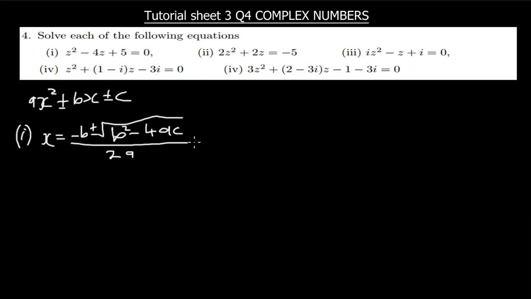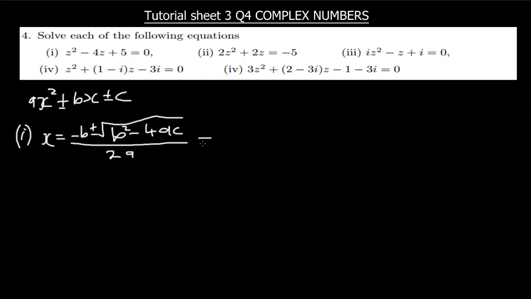So I'm going to identify from this question which one is my a, which one is my b, which one is my c. According to this question, the coefficient of z squared is 1. So where there is a, I'm going to be putting 1. The coefficient of z here is negative 4. So where there is b, I'm going to be putting negative 4. And then 5 here as our constant is going to be my c.